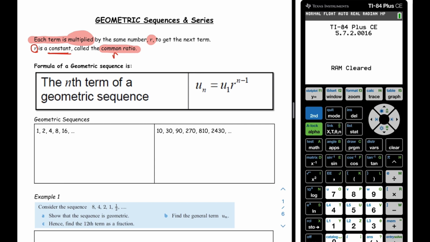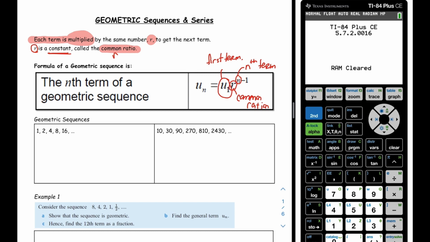The rule that we're going to have is the following. This is given to you in the formula booklet, where U1, same as arithmetic sequences, is your first term of the sequence. R is your common ratio. And then n always represents the number of terms. So if n is equal to 1, we're looking at the first term. If n is equal to 10, we're looking at the 10th term. So we're looking at the nth term. So it refers to which position we're looking at.